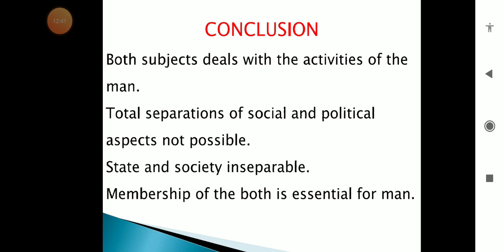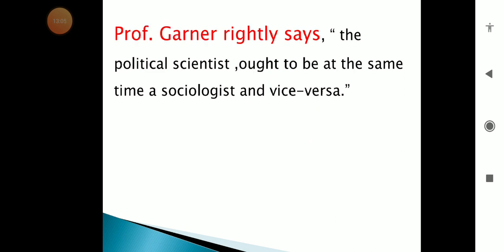Total separation of social and political aspects is not possible, because both are intertwined, and the state and society cannot be separated. They are inseparable, and membership of both is essential for man. One cannot be a member of one only, because society and state are intertwined, and we cannot separate both, right? Hopefully you got it. Gardner says the political scientist ought to be at the same time a sociologist and vice versa. Means political scientists have to be sociologists also, and sociologists have to be political scientists also.